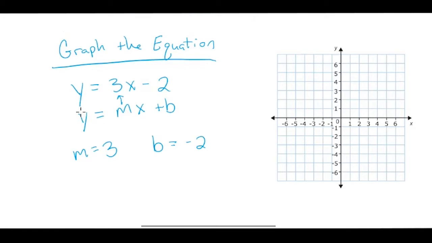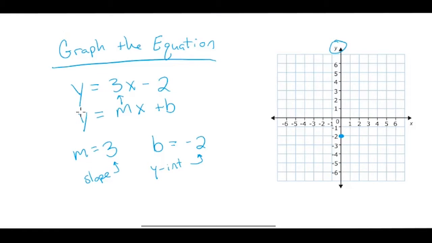All right, so my slope, as we know then, is 3. And my y-intercept is -2. So I go over here to my y-axis, and I'm going to go to -2 and make a dot right on the line there. And that is my y-intercept because it's on the y-axis, okay?